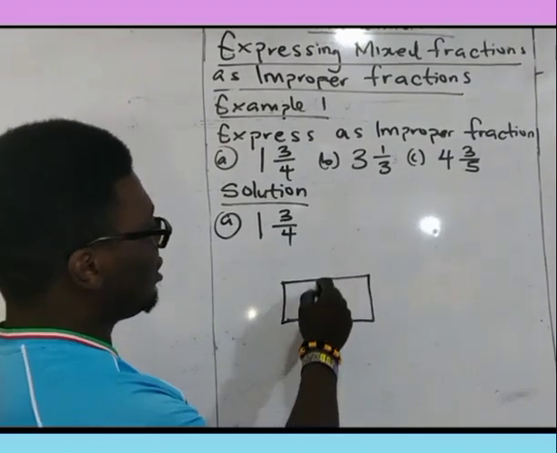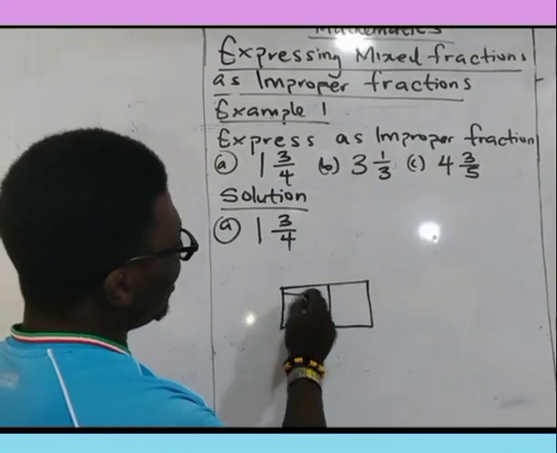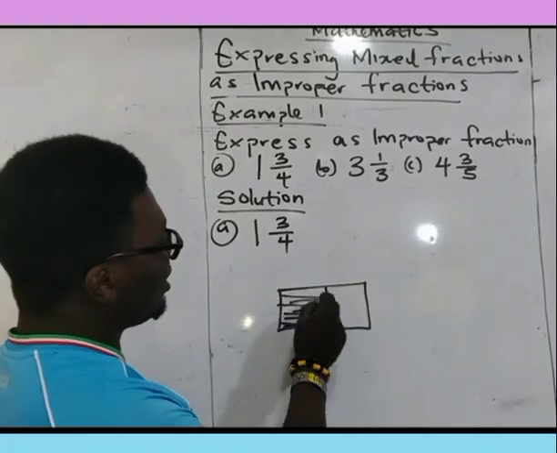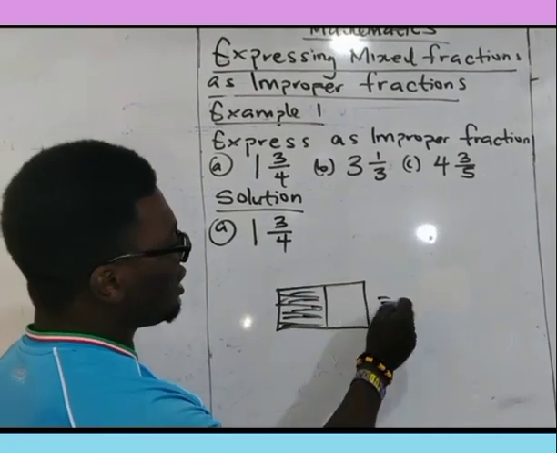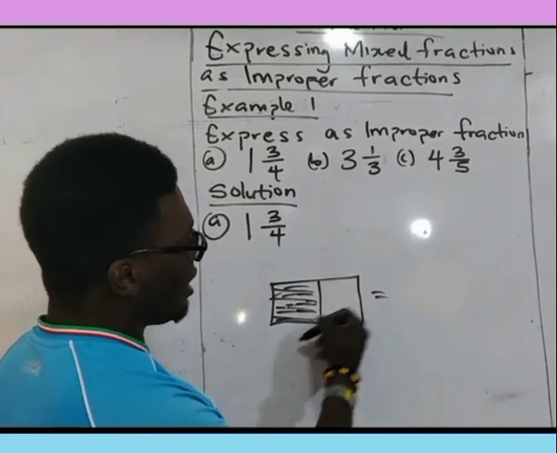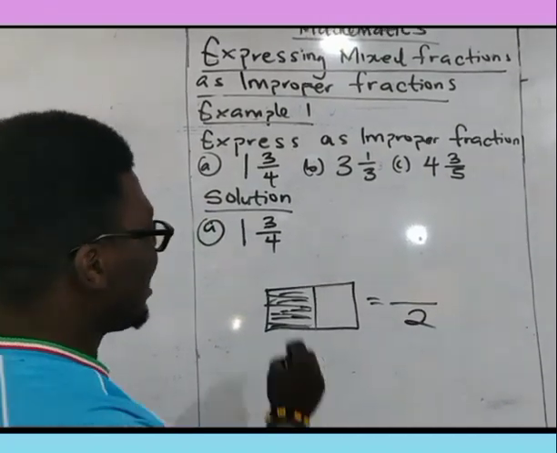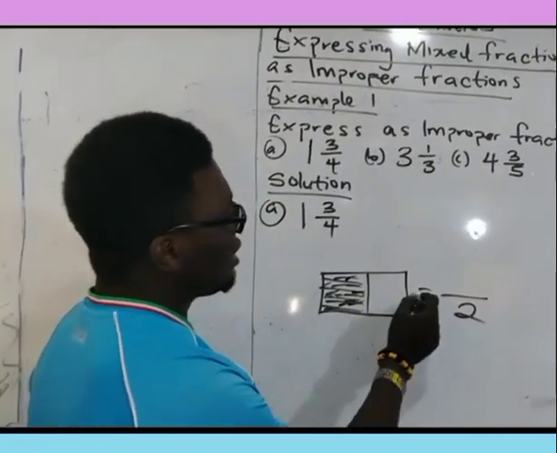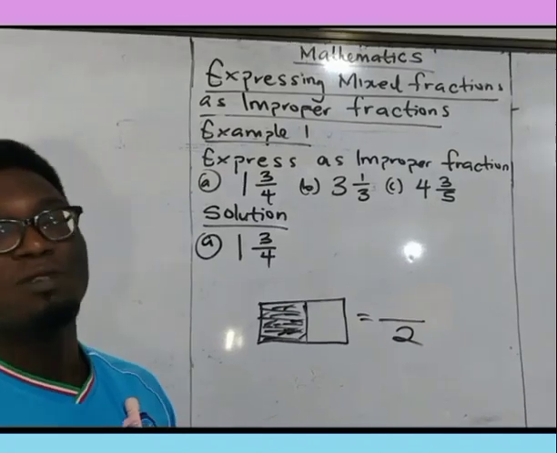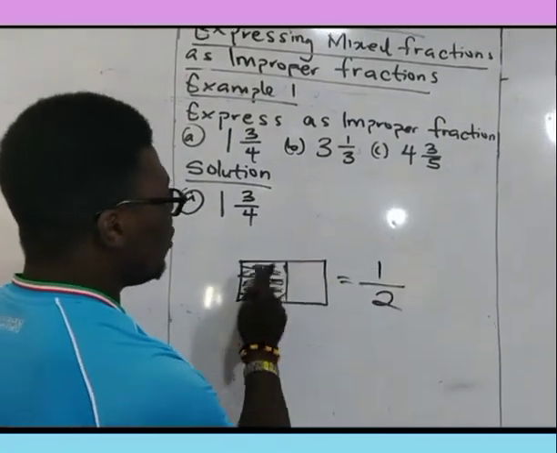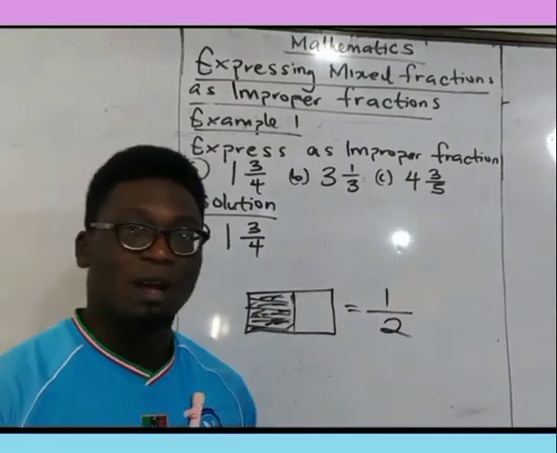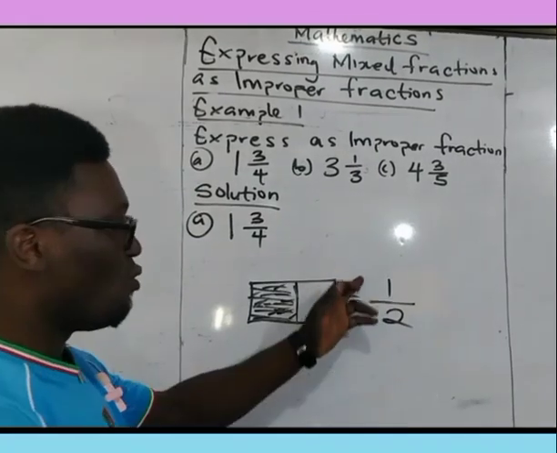rectangle, and I choose to divide it into two, and I also choose to shade one of these parts. Of course, obviously, I have two parts. That's my denominator, and I choose to shade one part. So if they ask me what fraction did I shade, it is 1 over the two parts. Now I have what I call 1 over 2.